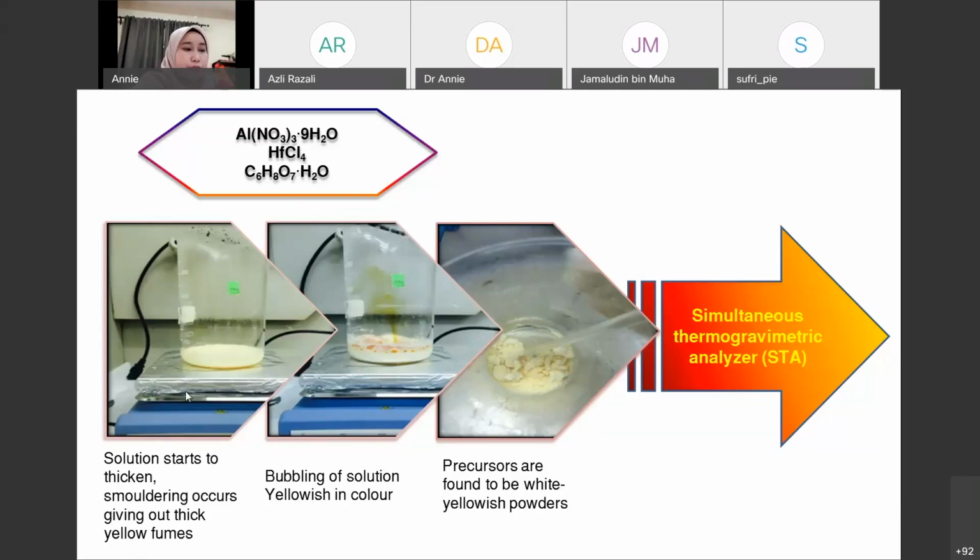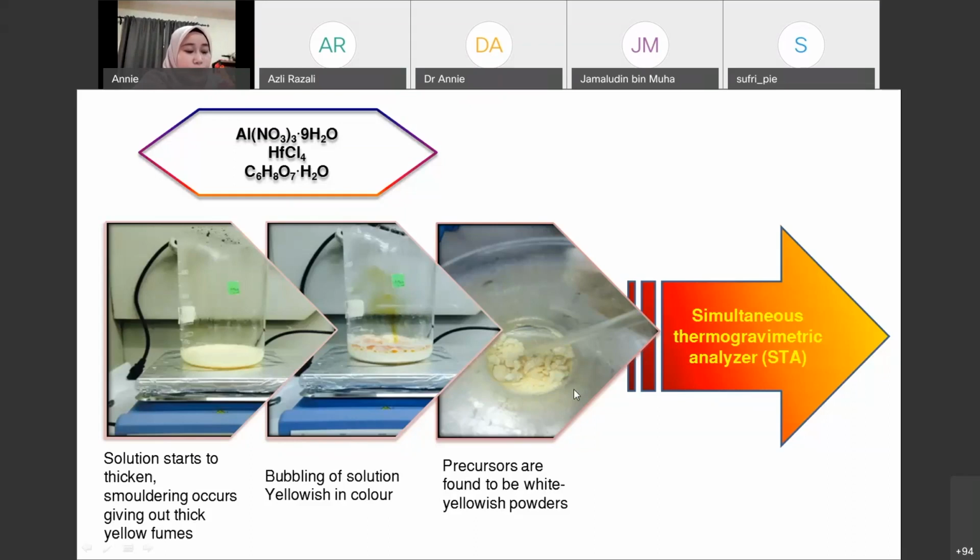obtained. So I found that the combustion process started with the bubbling of the solution. And then the solution turns light yellowish in color, which indicates the citric acid is converted to methyl malate anhydride. But just before the combustion, the solution thickened and smoldered, releasing thick yellow fumes of nitric acid during the complexation reaction. And finally, it produces a white yellowish powder precursor.